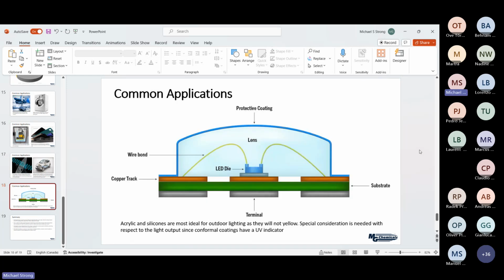And then lastly, we're involved in the lighting industry, as a protective coating over the dome of LEDs. But a special consideration here is that we put these UV tracers in our conformal coatings, and what that does is inhibit light output below about 405 nanometers. So we need to pay attention to what the light output of the LED is before we can offer something, or we can do something custom and just not put a UV indicator in.